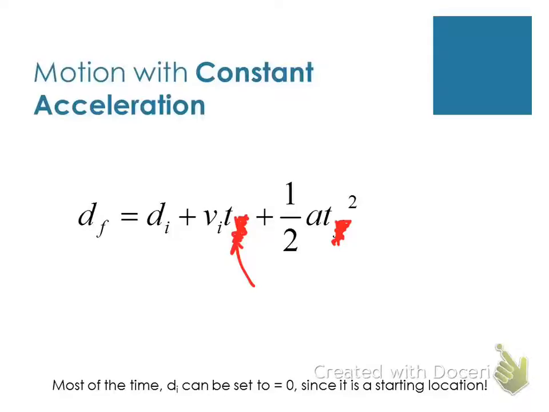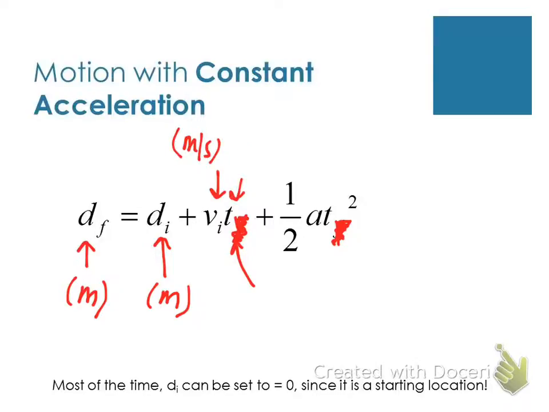So let's think about what these variables mean here. What's D sub F probably stand for? Distance or displacement, right? Final displacement, or position. So what are the units for final displacement probably going to be? Meters, right? What would D sub I stand for? Initial displacement. And units should be meters. Good. Okay. What do we know V sub I is? Initial velocity. What are our units for initial velocity? Meters per second.